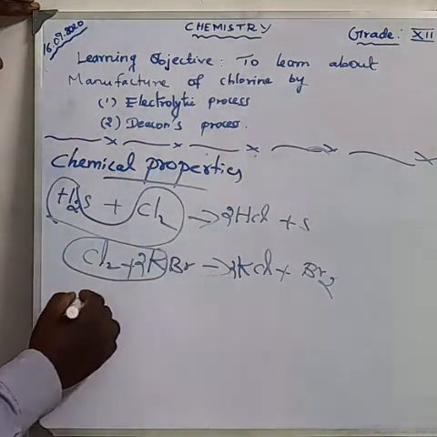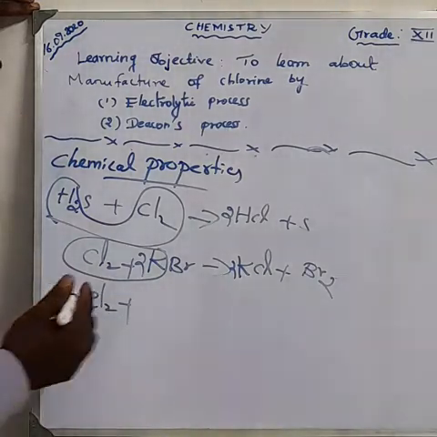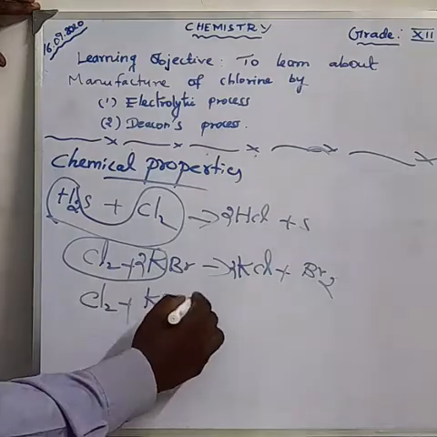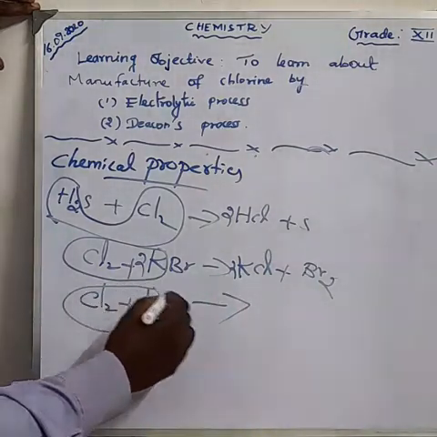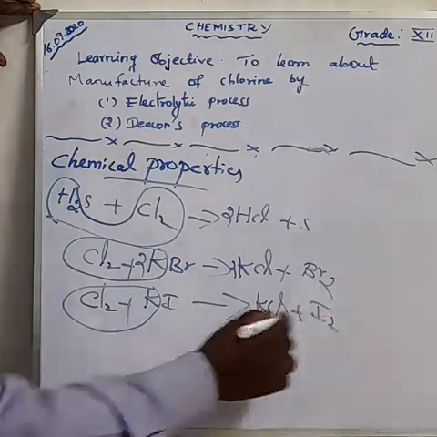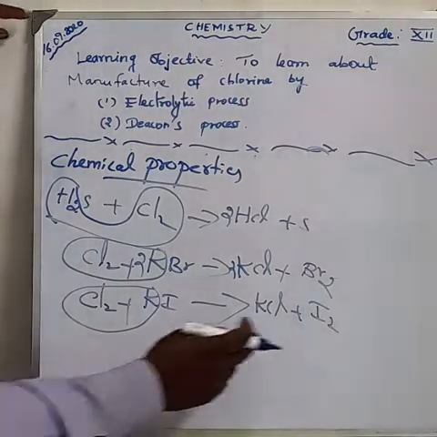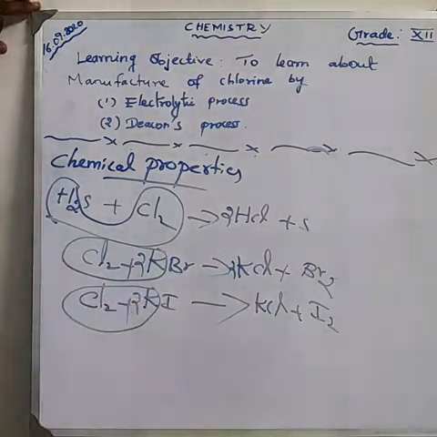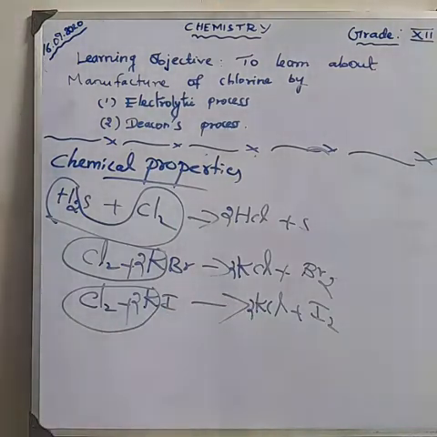Okay. Next, chlorine reacts with potassium iodide, KI. So what's the product? Potassium combines with chlorine to form KCl plus I2. So how can you balance the equation? Here 2 iodine is there, make it 2 iodine. So 2 potassium, 2 chlorine. Now the equation is balanced.